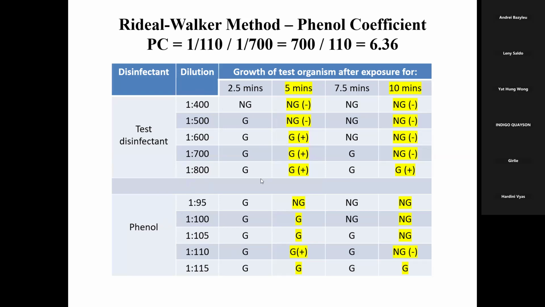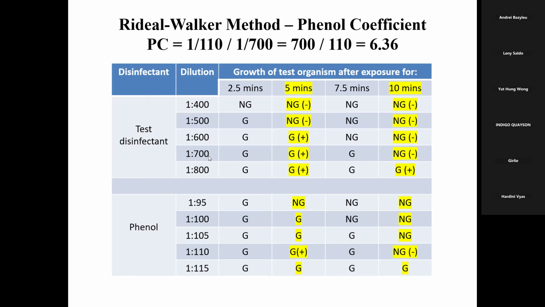Critical dilution, how do you establish that one? It's the highest dilution which kills at 10 minutes and doesn't kill at 5. If you look at these two columns, there are two dilutions for this particular hypothetical case for the test disinfectant that satisfy, or partially satisfy, this requirement. So two dilutions that kill at 10 minutes and don't kill at 5.